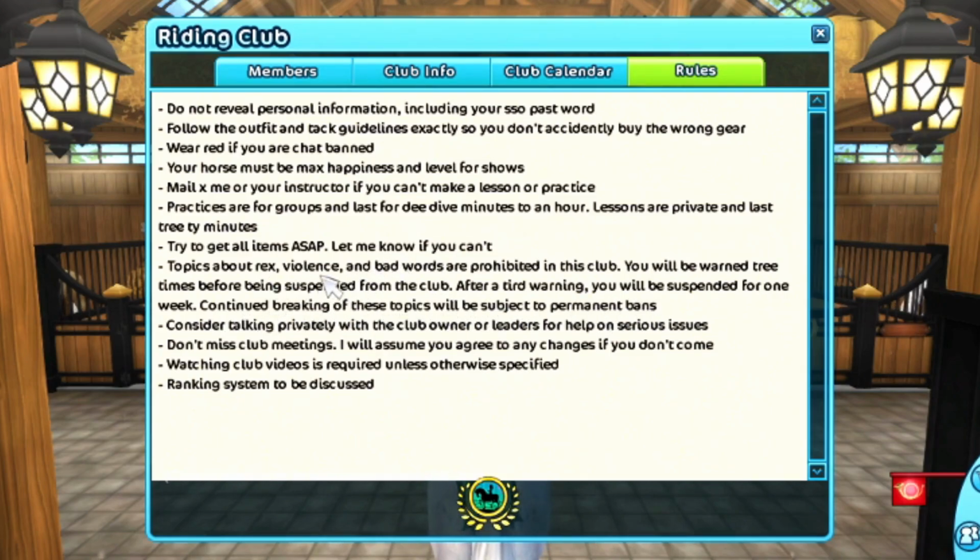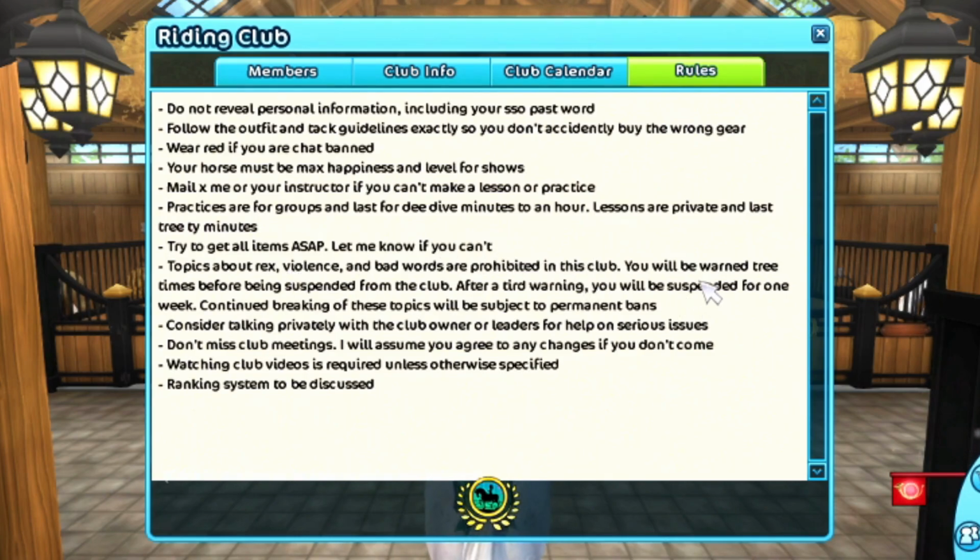Alright, so these pretty much are the big 3 things you cannot talk about in this club: sex, violence, or bad words. This is a child-friendly club because there are children in this club and there are children who watch our club and maybe want to be in our club. We are trying to make this a safe environment for all ages.